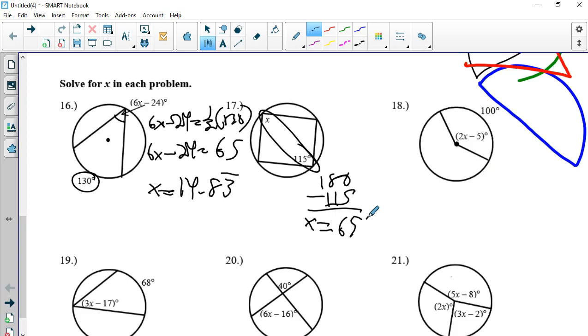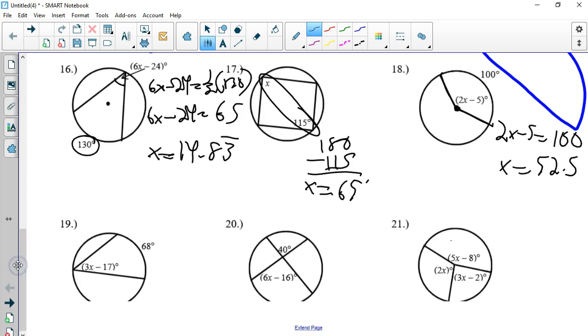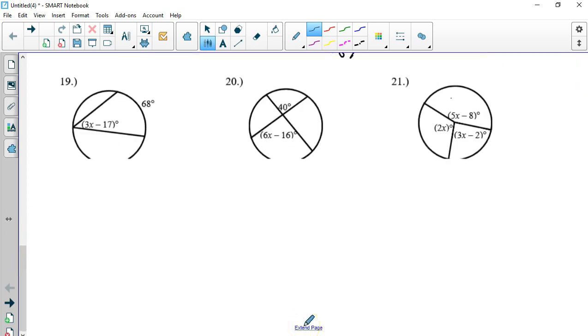Now 18. 18 is different from 16. 18 is a central angle because the vertex is here in the center. So therefore, 2x minus 5 is simply equal to 100. So if I add 5, I get 105. Divide by 2, I get 52.5. Okay, my circle got cut off here for some reason. Don't know why. Horribly finished it there.